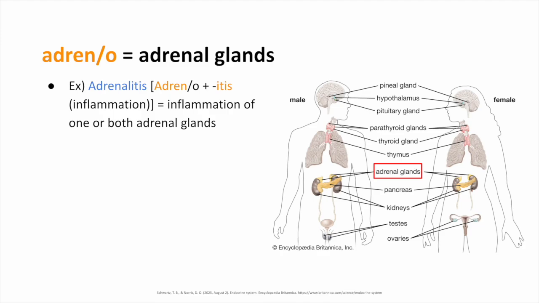Adreno is a combining form that means adrenal glands. The adrenal glands are sitting on top of your kidneys. They are responsible for, as the name suggests, creating adrenaline, norepinephrine, and also some water and salt balancing hormones. One example is adrenalitis, adreno plus suffix itis. So adrenalitis is inflammation of one or both adrenal glands.